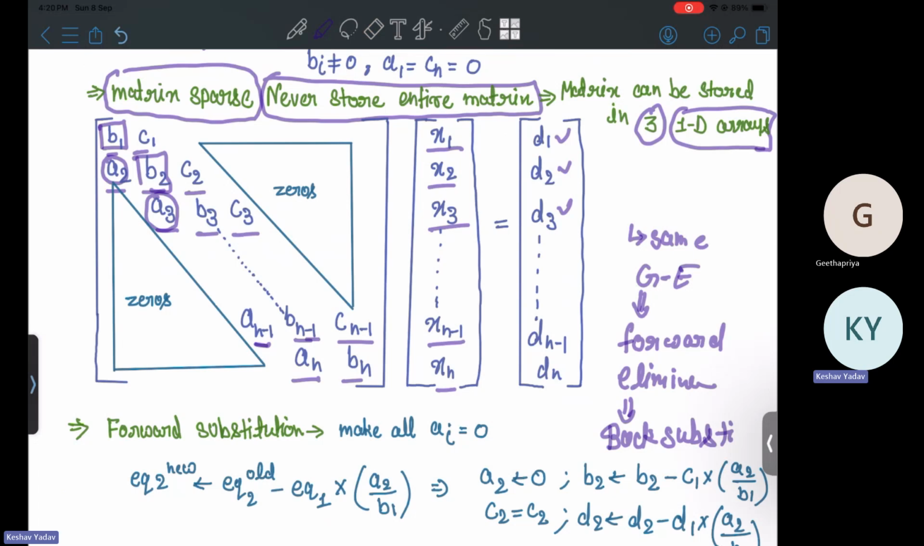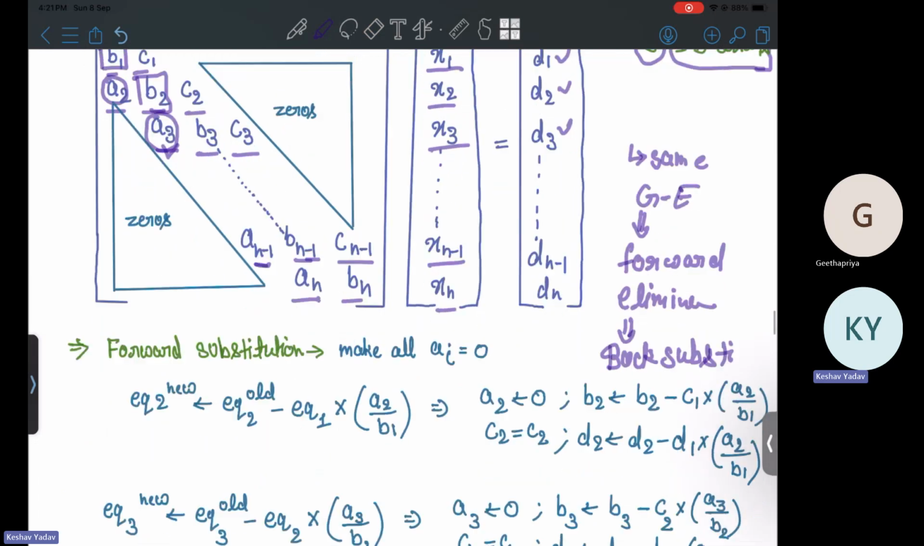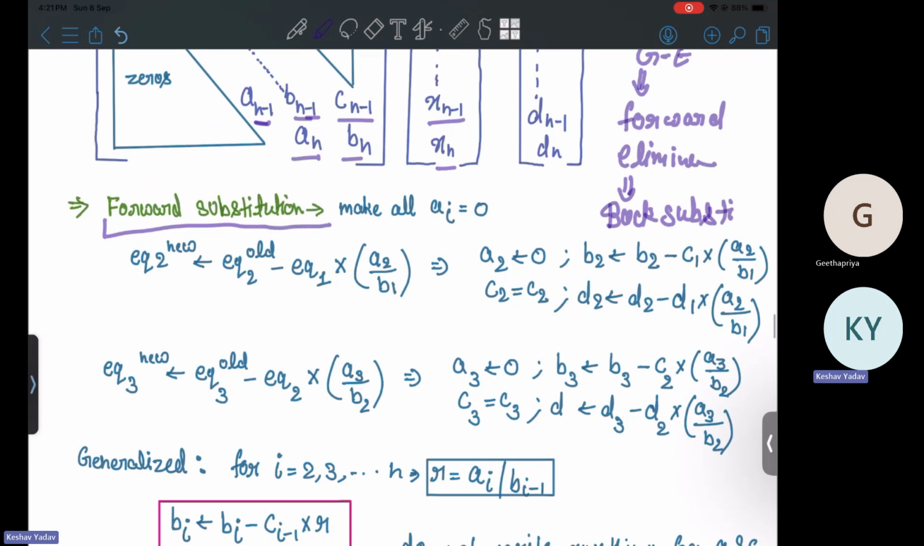Here the only term below B2 is A3. Similarly, the only term below B1 is A2. So we try to make A2 and A3 zero. How can we do that? In this forward elimination, for all rows, we try to make a i equal to 0. How can we do that?